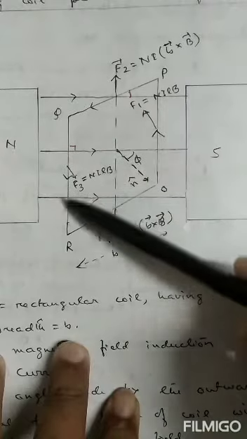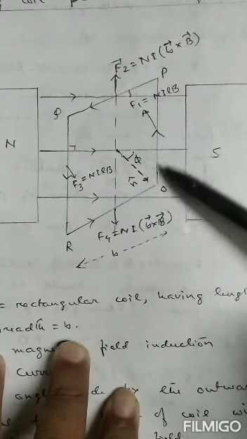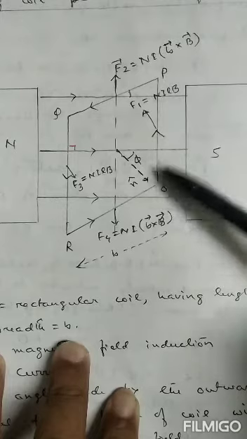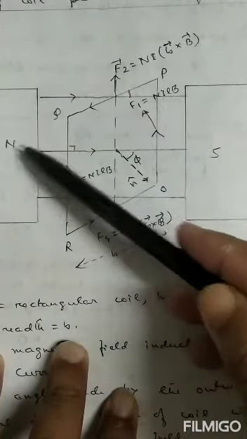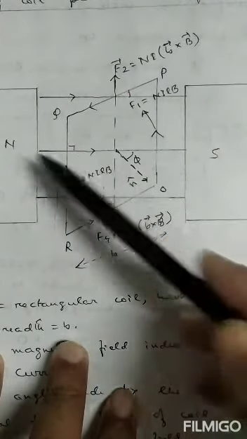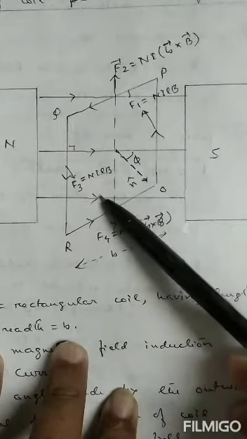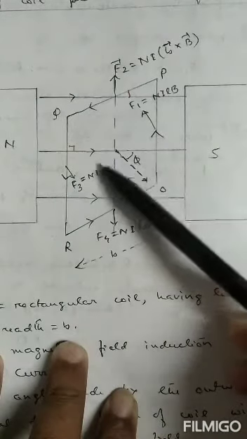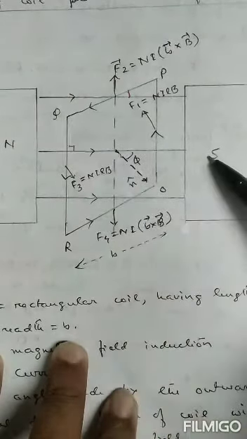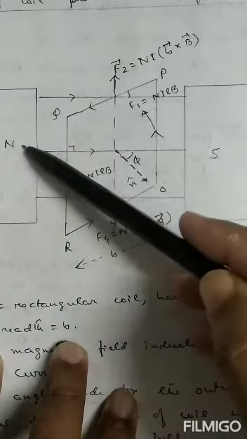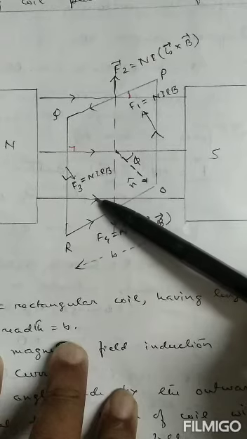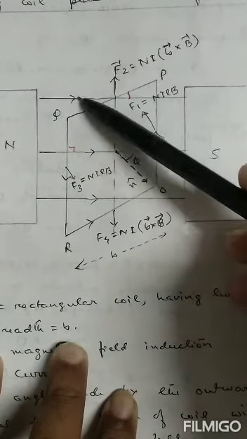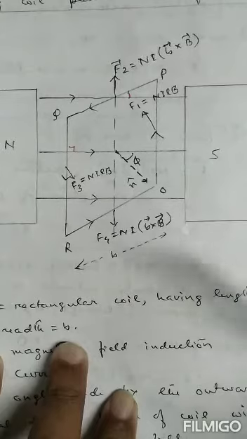This is the direction of the current. And OP represents the length of the coil and PQ represents the breadth of the coil. This is the north pole and this is the south pole. This north pole and south pole produce this uniform magnetic field. They are the lines of force of this magnetic field.